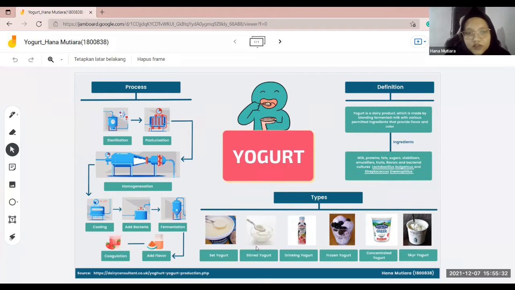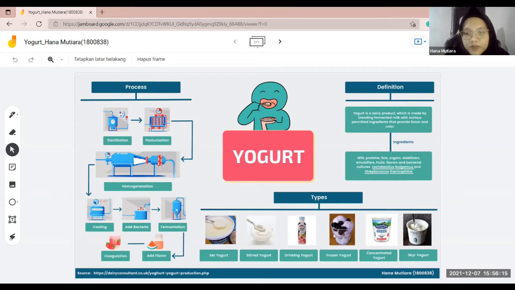The texture of the stirred yogurt will be less firm than the set yogurt. And then the third type is drinking yogurt. I believe all of you know about the drinking one. The drinking yogurt is the same as stirred yogurt. It also has the coagulum broken before the cooling process. And it has undergone homogenization to reduce the viscosity and has a low total solids content. So that's why it becomes more like liquid, not the solid one.